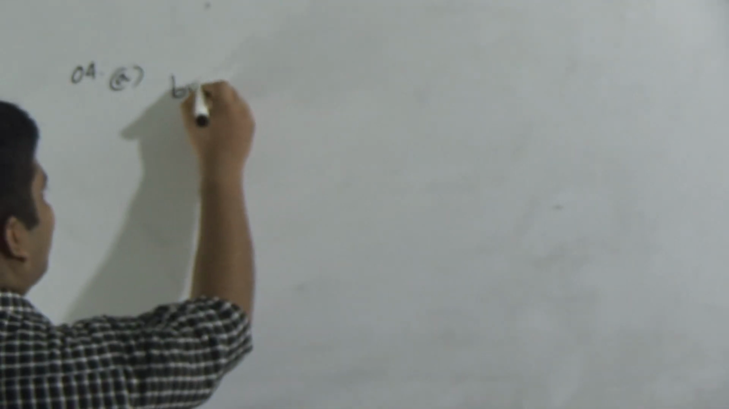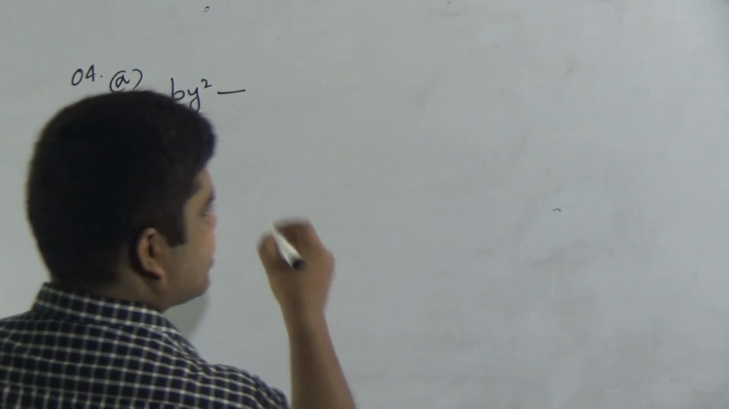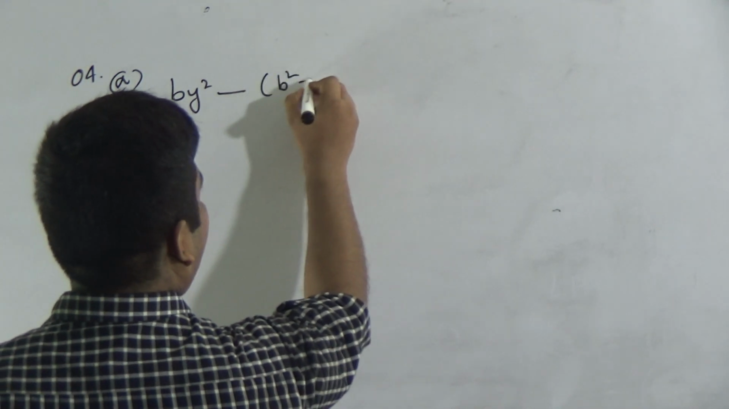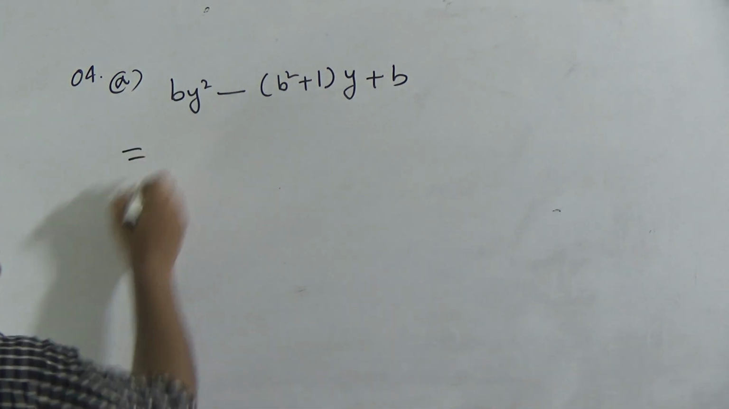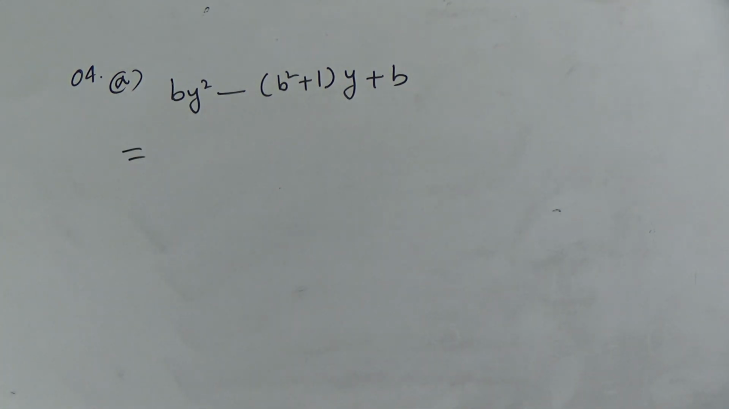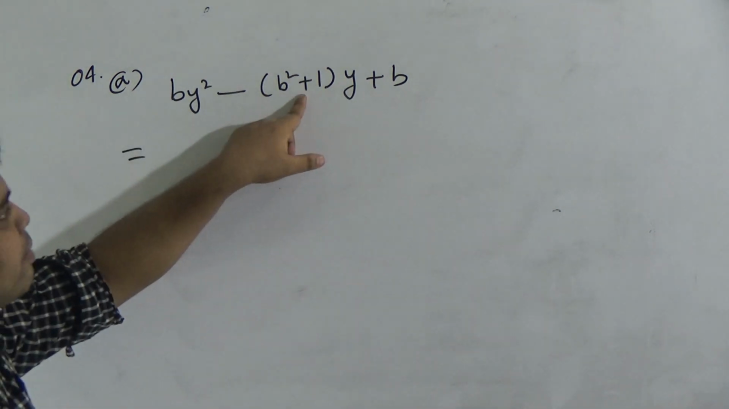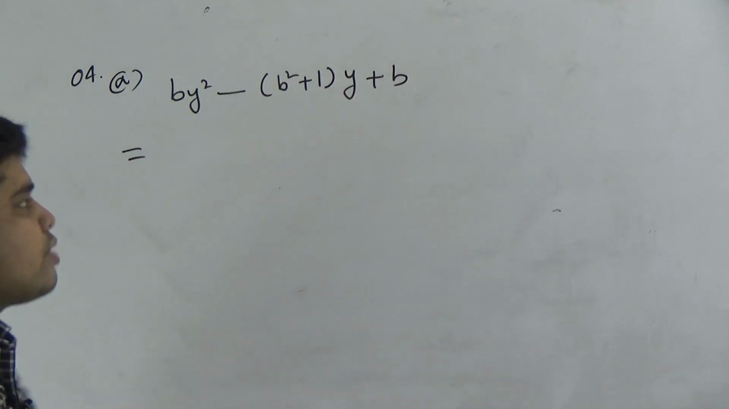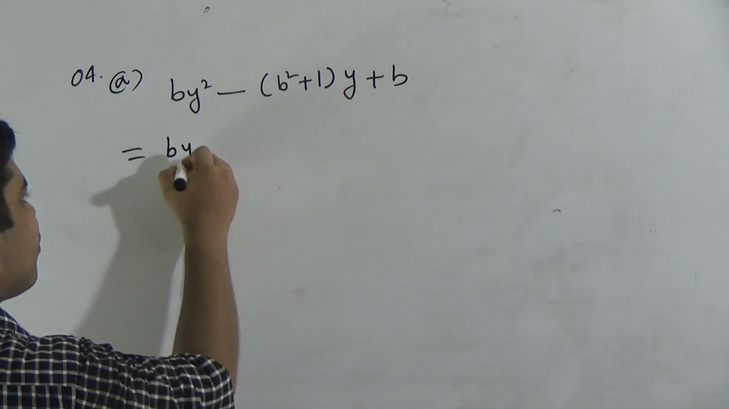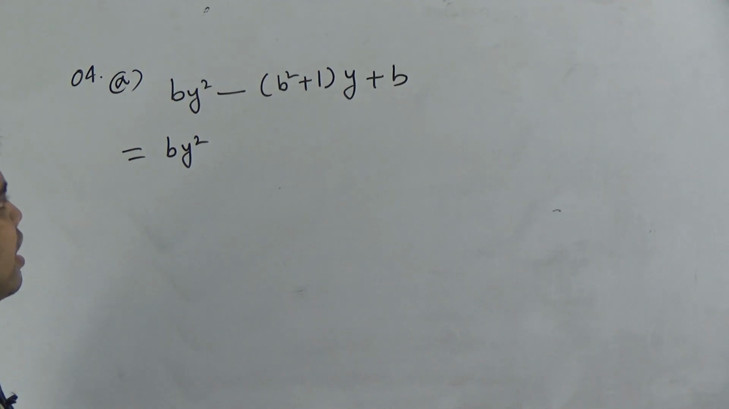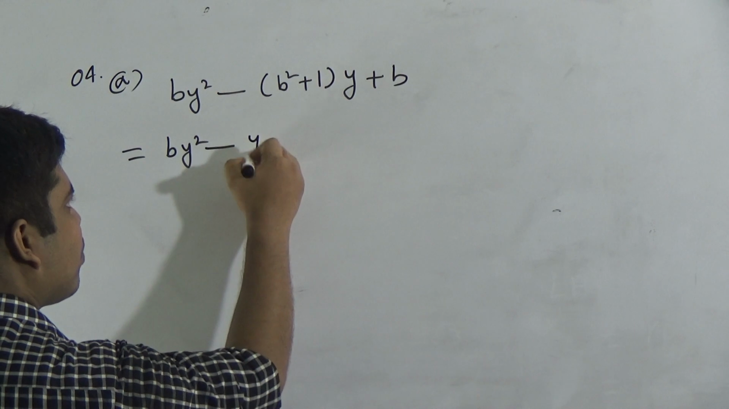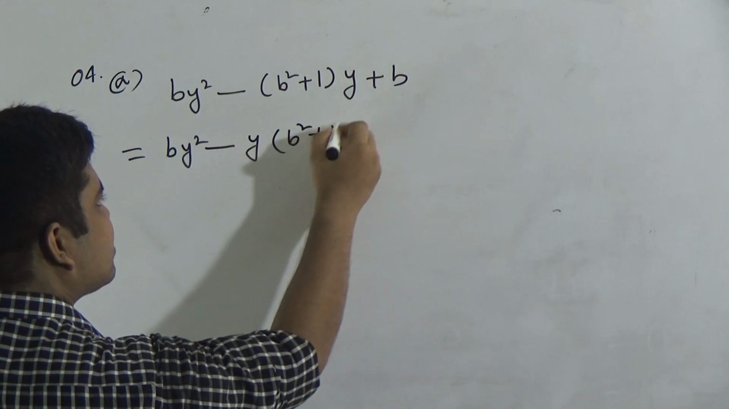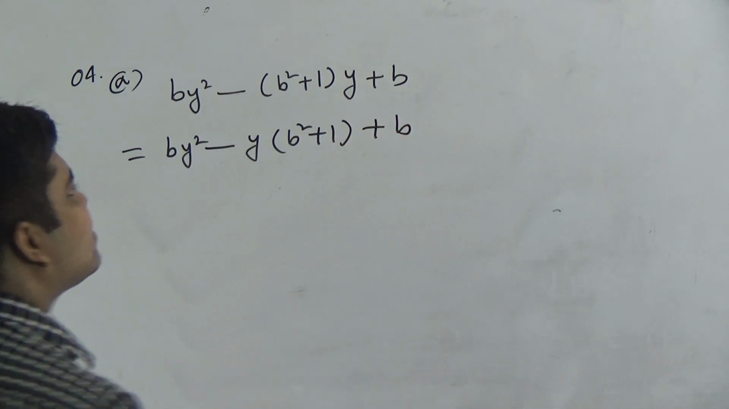The expression is by square minus b square plus 1 y plus b. So my dear students, let us start. At first we multiply. Here you notice b square plus 1 into y. If you write it this way, y into b square plus 1 plus b, then it is easier for you.